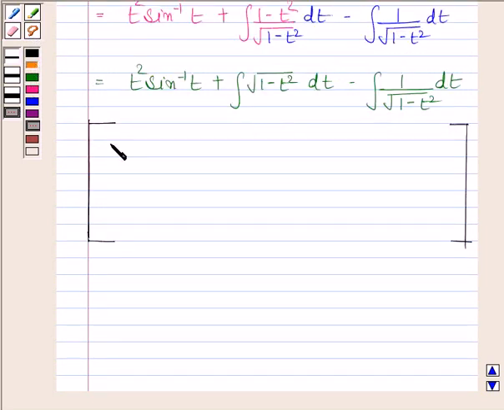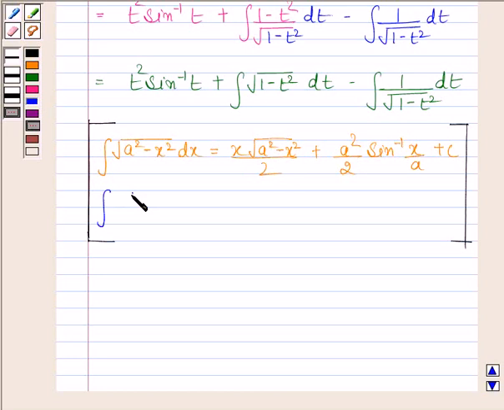We know that integral of square root of a square minus x square with respect to x is equal to x into square root of a square minus x square by 2 plus a square by 2 sine inverse x by a plus c, and integral of 1 by square root of a square minus x square with respect to x is sine inverse x by a plus c. So using these formulae, we will now find both these integrals.